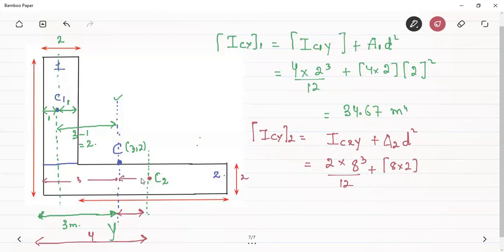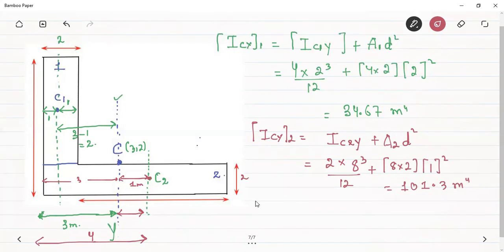Therefore this distance will be equal to 4 minus 3, that will be equal to 1 meter. Okay, so the distance between these two axes is equal to 1 meter and it's squared. So if we evaluate this result, 2 into 8 cube by 12 plus 16, that should be equal to 101.3 meter to the power 4. Okay, meter to the power 4.